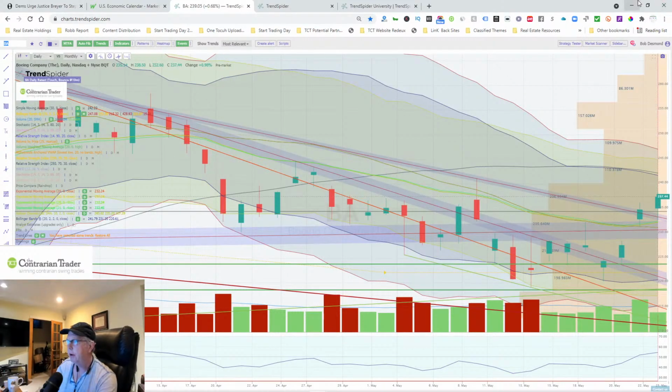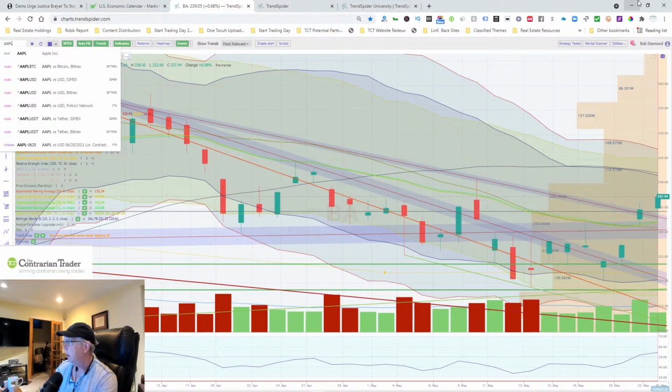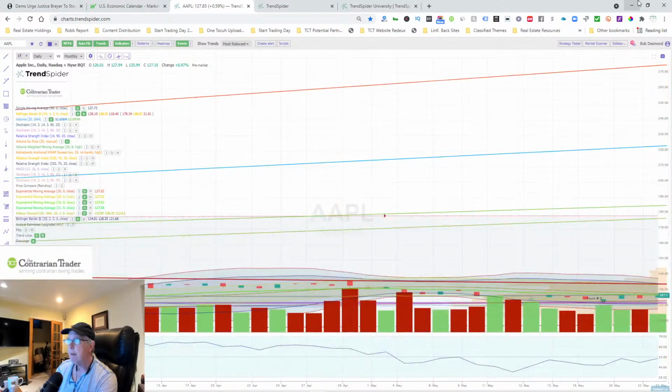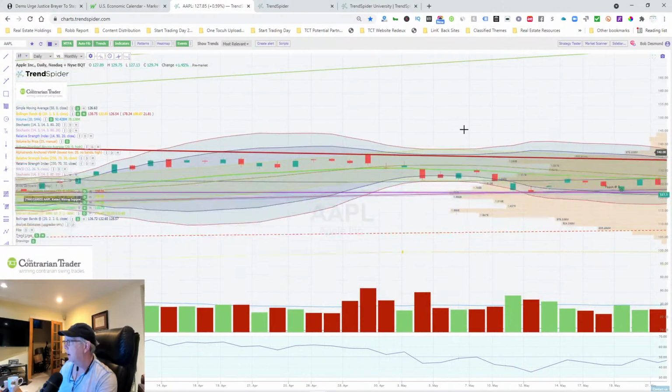People have been burned here. So they're going to be skeptical of any rally. But that skepticism, assuming that we gain some traction and hold support levels, that's our opportunity to enter trades. Apple. Now, Apple of late has been a bit sloppy.